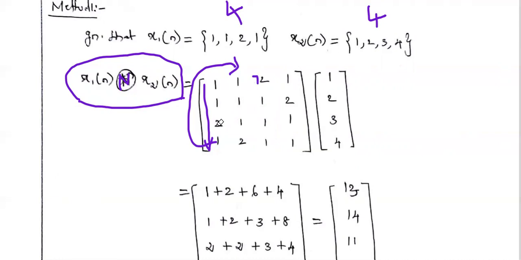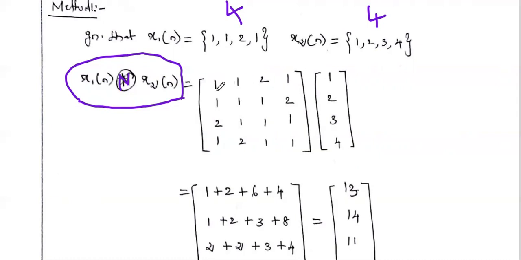After constructing this 4 cross 4 x1 of n matrix, we have to multiply it with the x2 of n matrix. What is meant by the x2 of n matrix? The x2 of n is nothing but 1, 2, 3, 4. You just write it as it is. Then you multiply this x1 of n matrix with this x2 of n matrix.